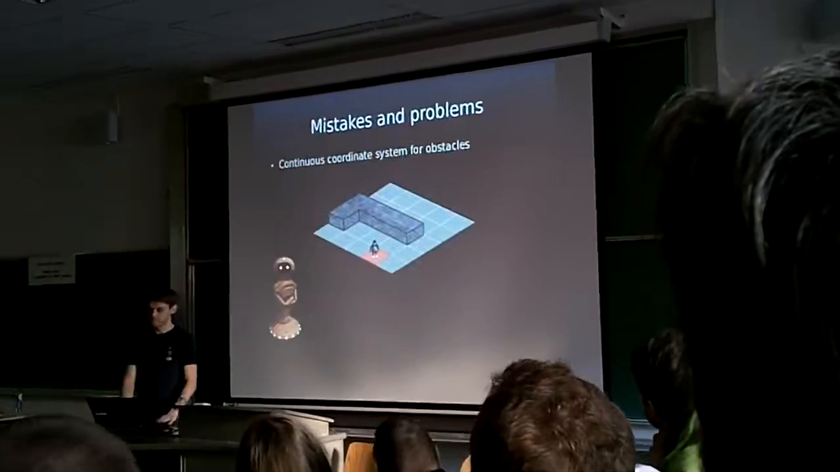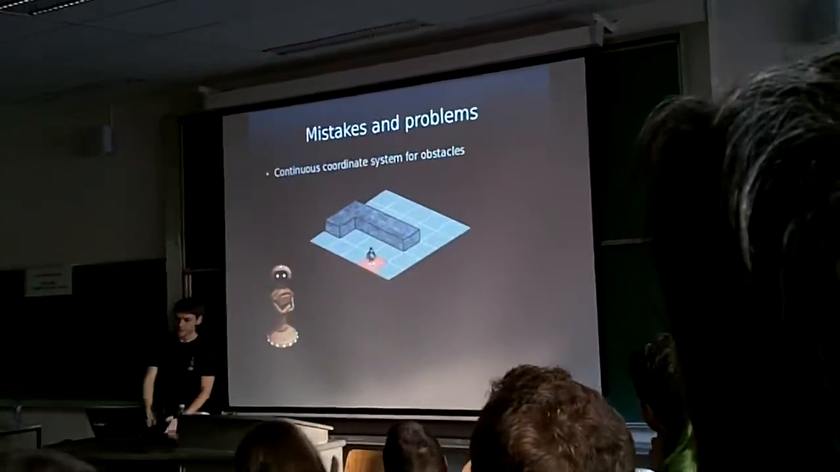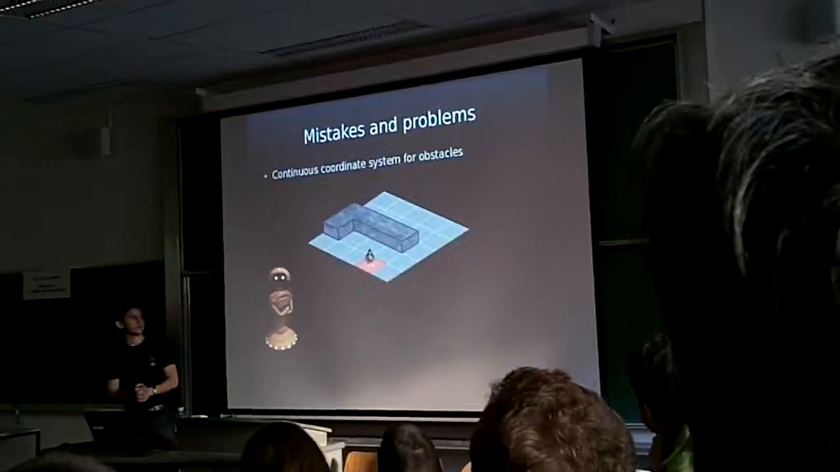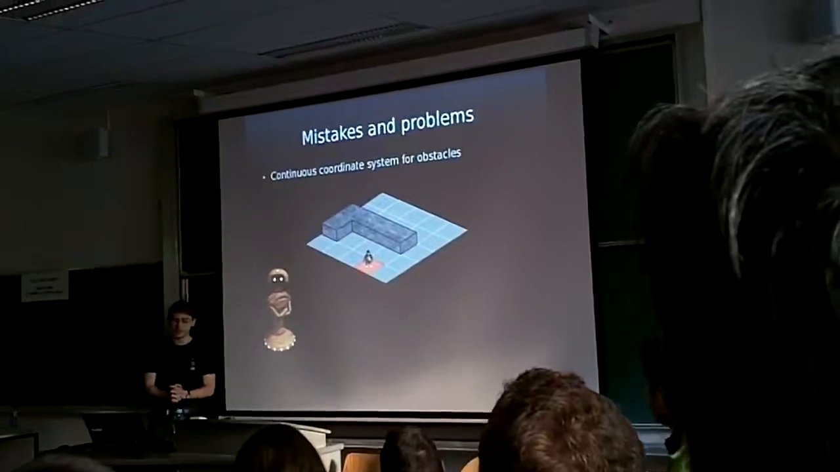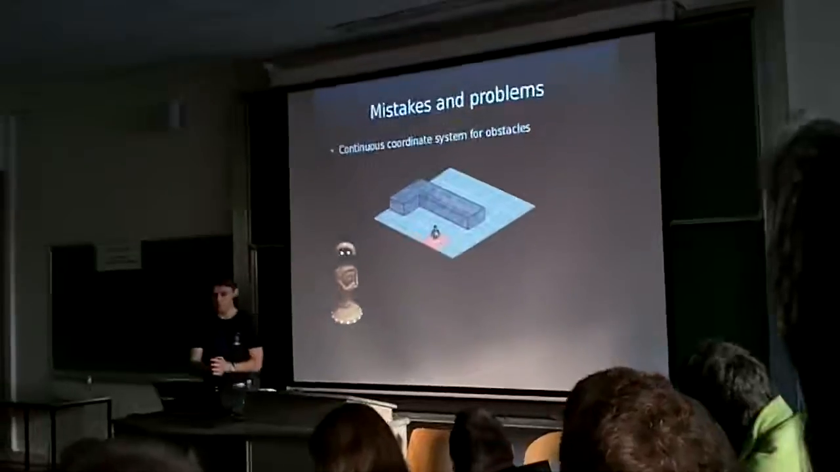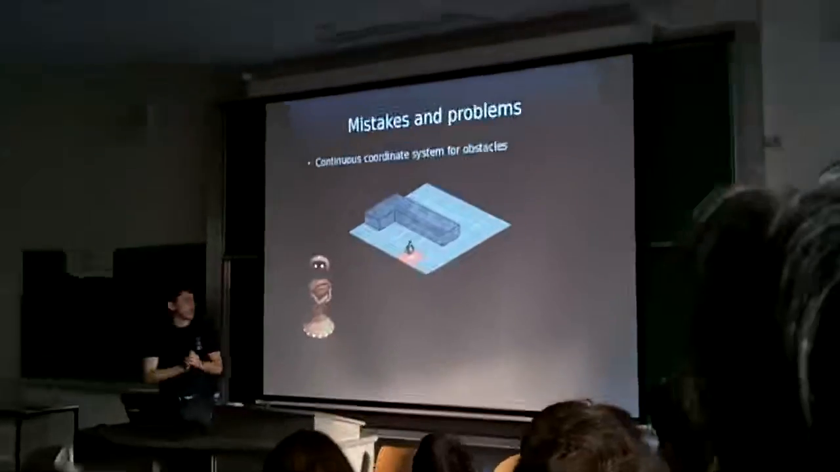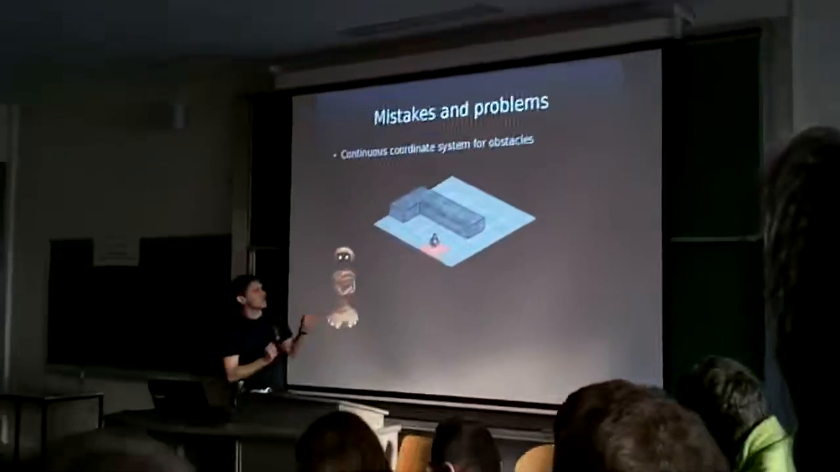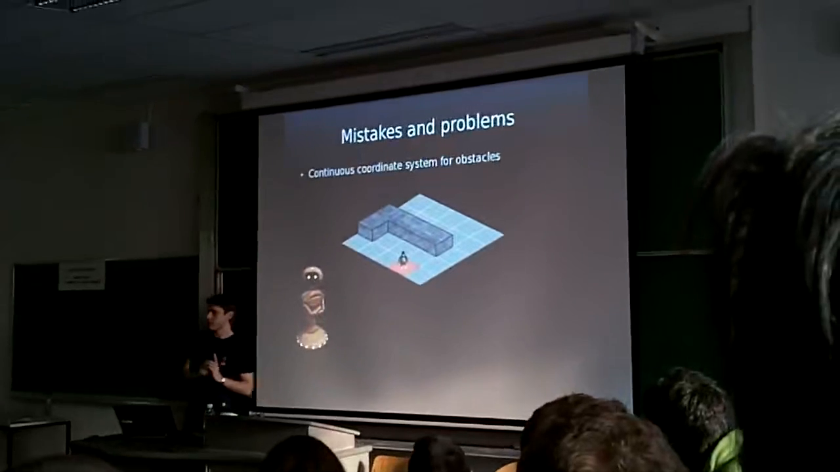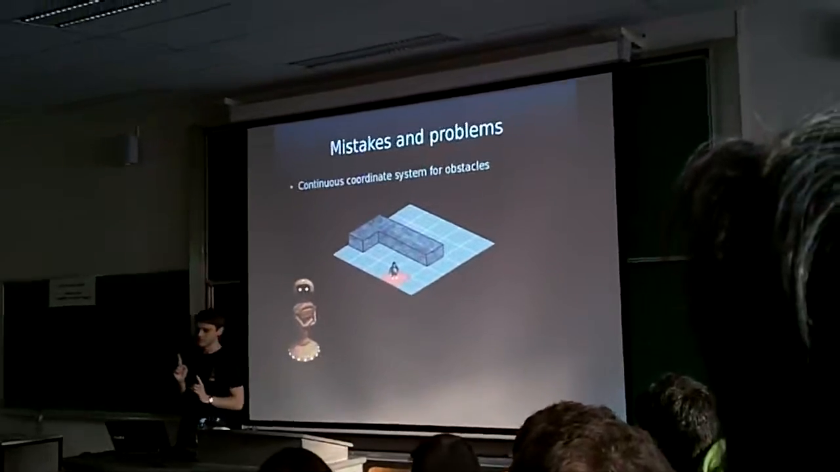Now, I'd like to keep some time to talk about one problem that we have in Huillet RPG. We decided to make use of a continuous coordinate system for obstacles and actors. First, I'm going to explain how collision detection should be done, and then I'm going to explain what we do in Huillet RPG and why it's not so good.